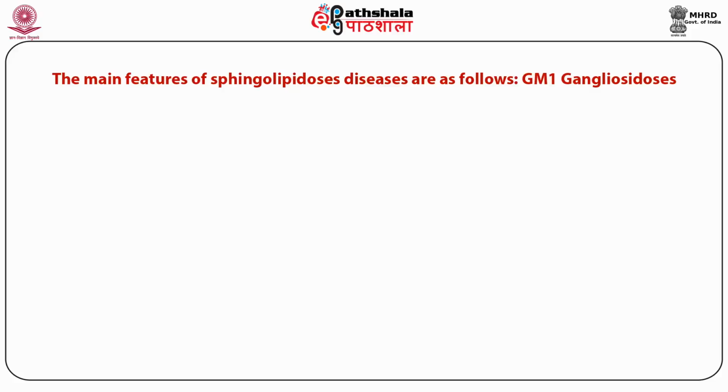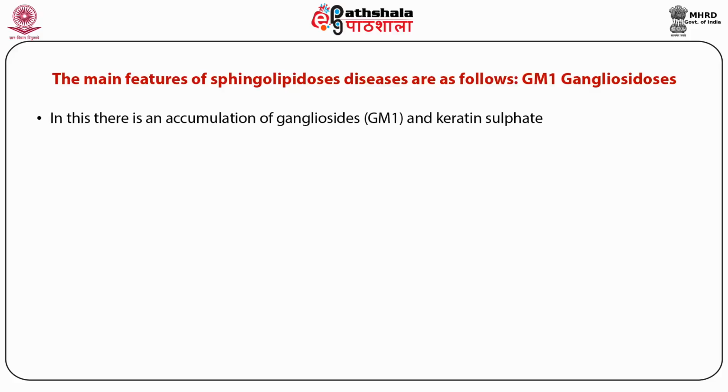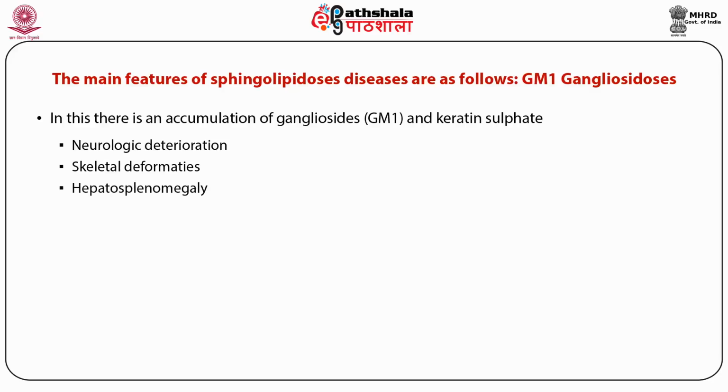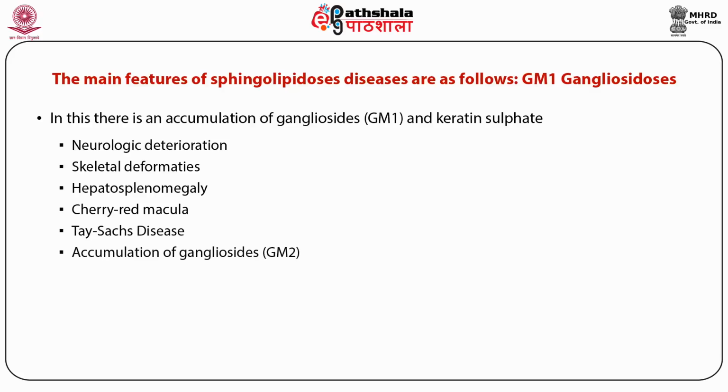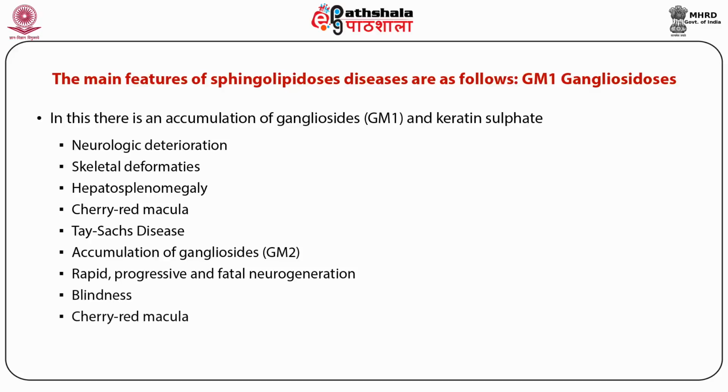The GM1 gangliosidosis. In this, there is an accumulation of gangliosides, GM1 and keratan sulfate, as a result of which there is a neurologic deterioration, there is hepatosplenomegaly, there are deformities in skeletal muscles, and cherry red macula. In Tay-Sachs disease, there is accumulation of ganglioside GM2, which causes rapid, progressive and fatal neurodegeneration. Also blindness, cherry red macula, muscular weakness and seizures occur.